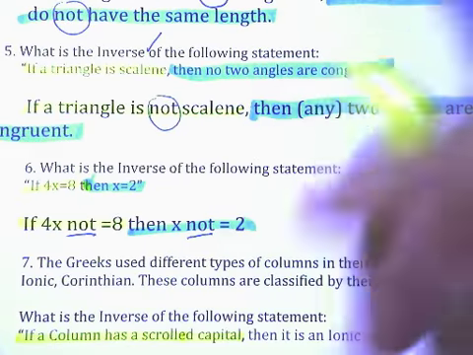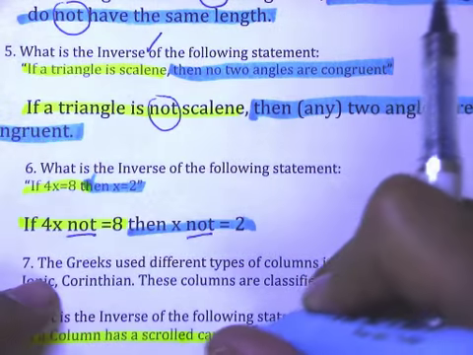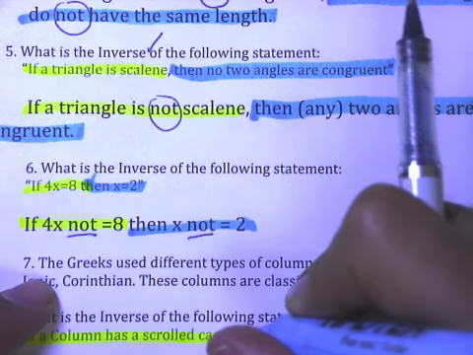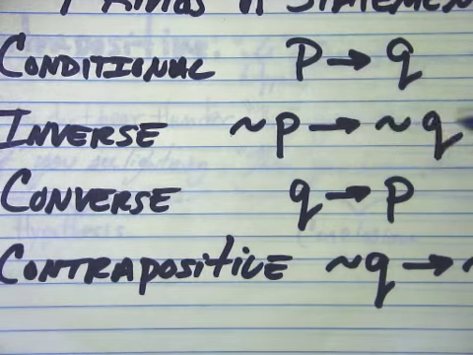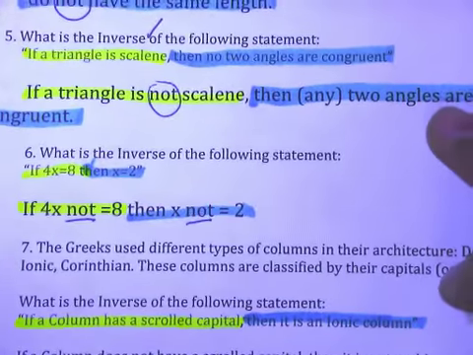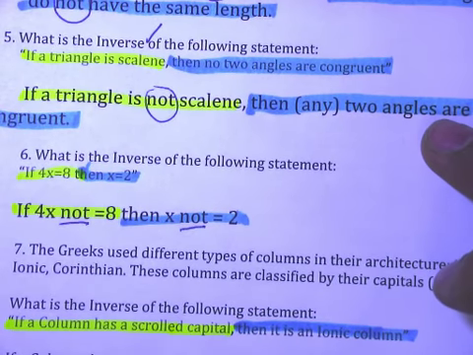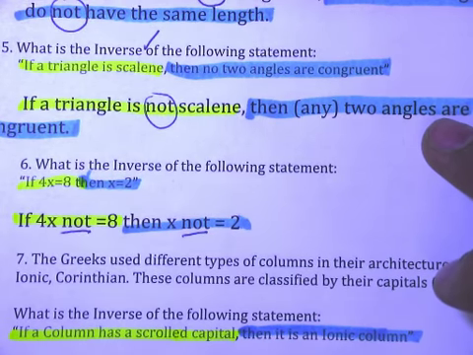Well, again, my hypothesis is if a column has a scrolled capital, then it is an Ionic column. Well, they want the negation of that. The inverse is just the negation. Negation P, not P to not Q.